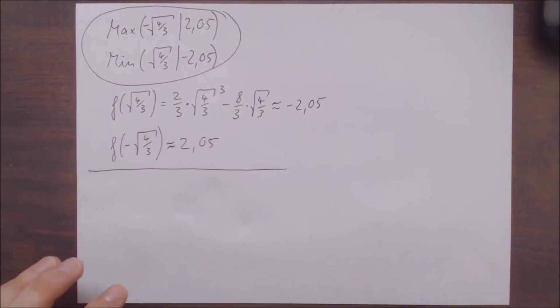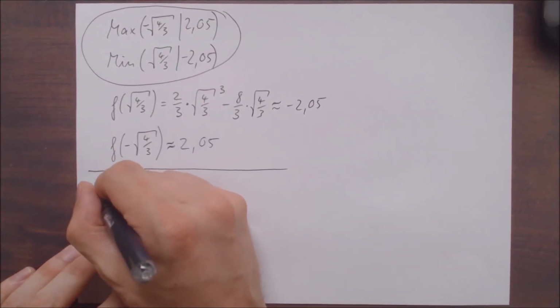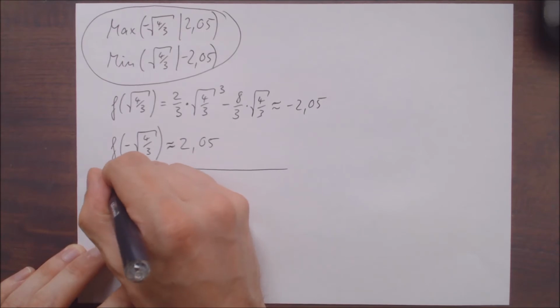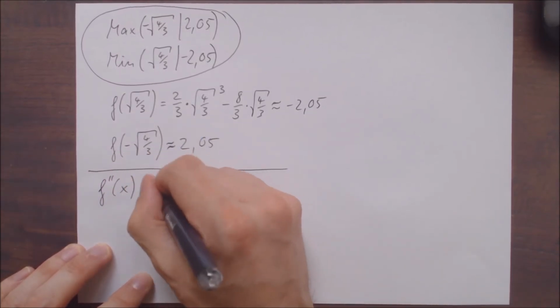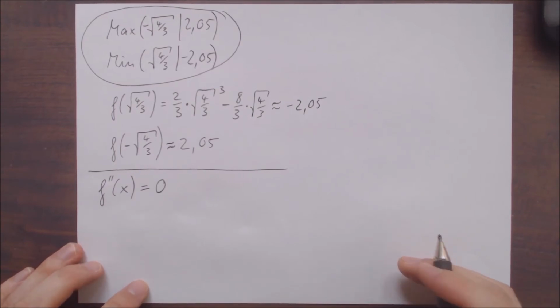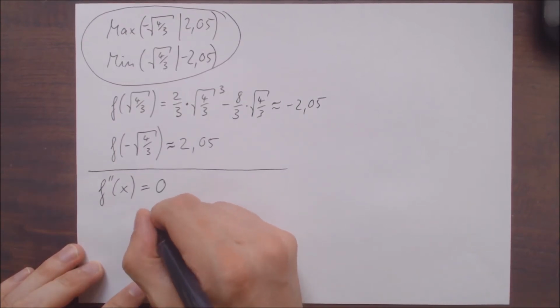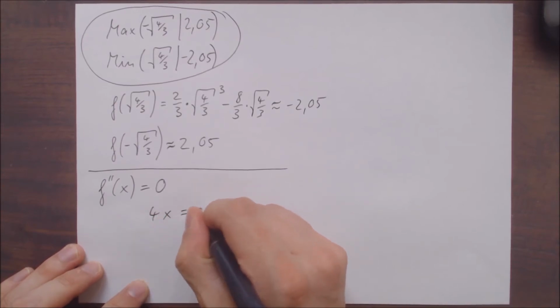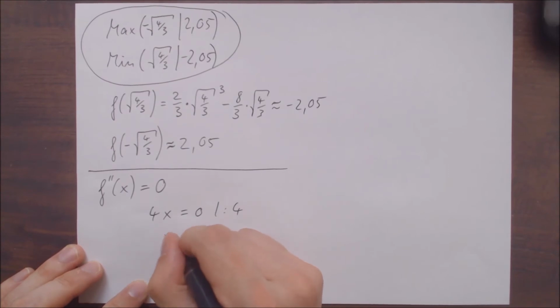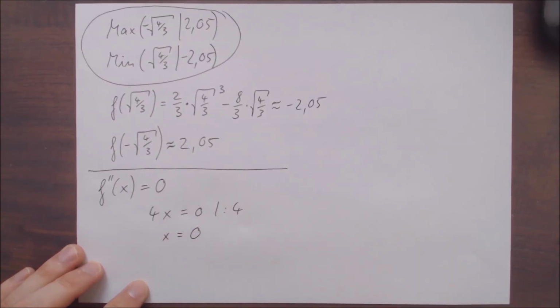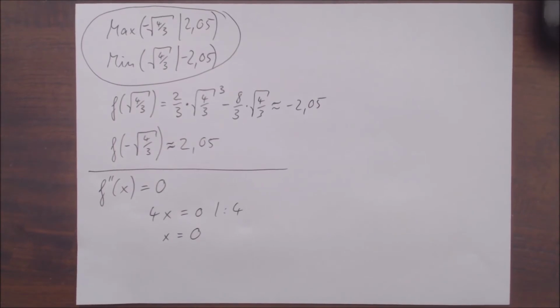And we calculate the points of inflection just by setting the second derivative, f double prime of x, equal to 0. The second derivative we have already calculated. That is 4x. So we set 4x equal to 0. Then we just have to divide by 4. And then we have x equals 0. Now we know there is a point of inflection at 0.